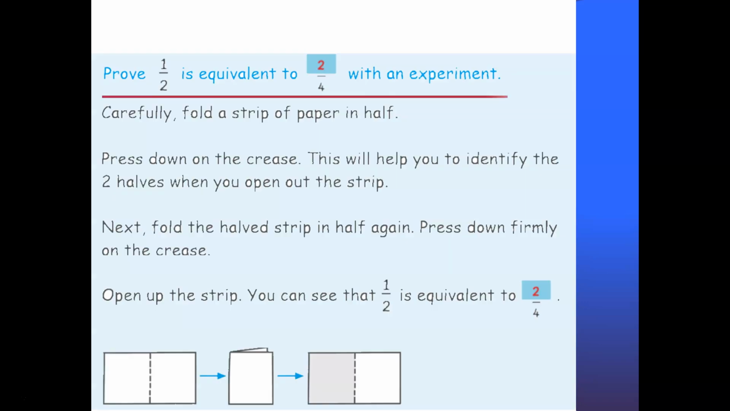Here's a practical experiment for you to try at home. Get a strip of paper and carefully fold it in half. Press down hard on the crease so that when you open the strip out, you can see where the halfway is marked. You could now colour in 1/2 of the strip.